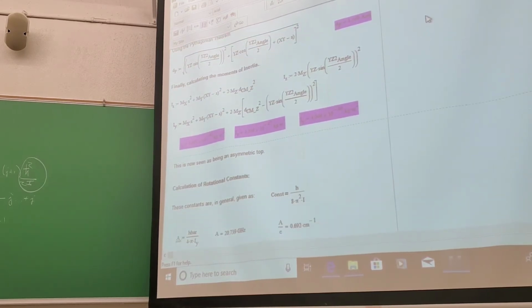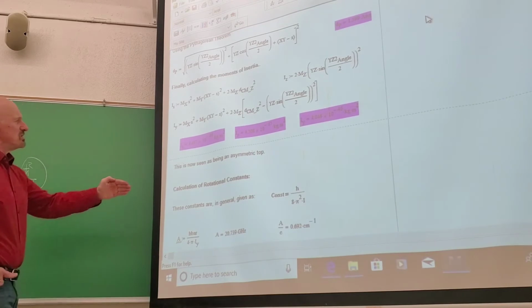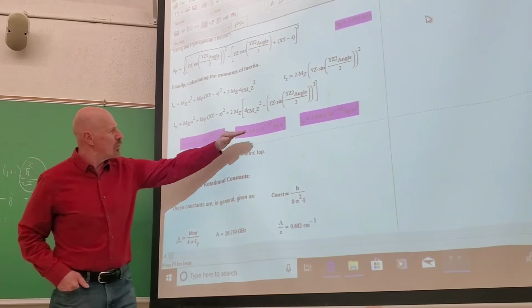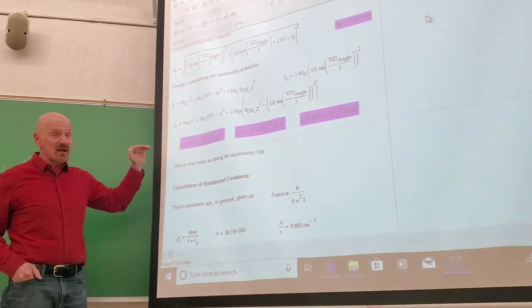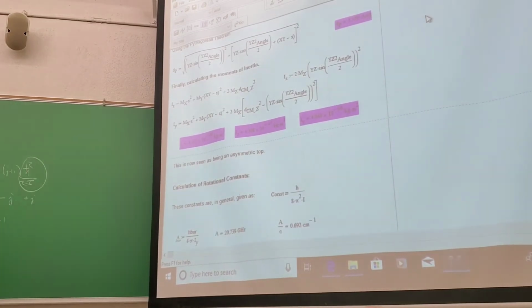So once I have those in place, I got all my moments of inertia in place, I can then compute them. So I just put the equations in that we produced. So I have a 4.497, 4.508, 4.046. They are all different. So that demonstrates that it is indeed an asymmetrical top. And you will come out with that as well.